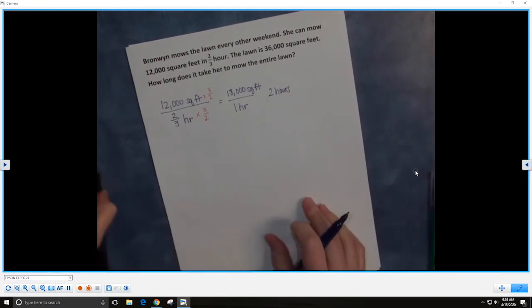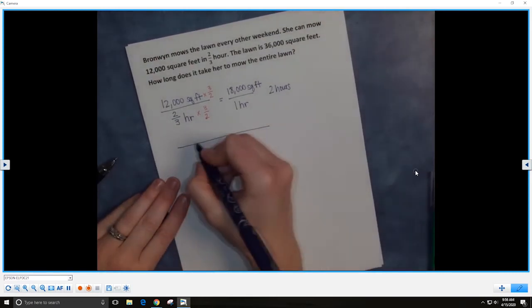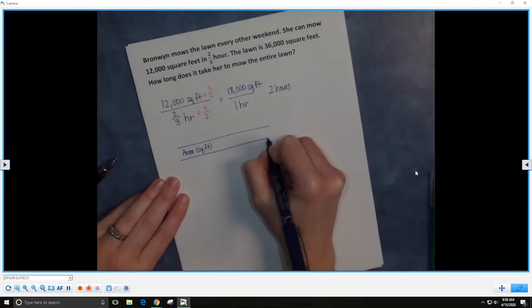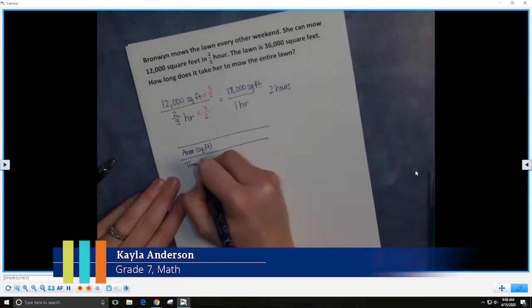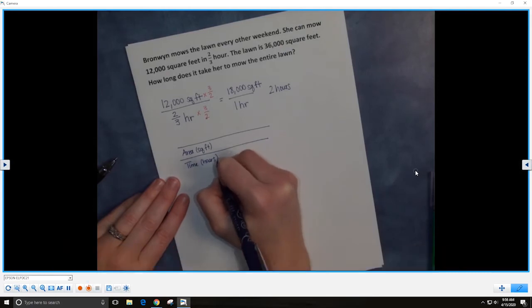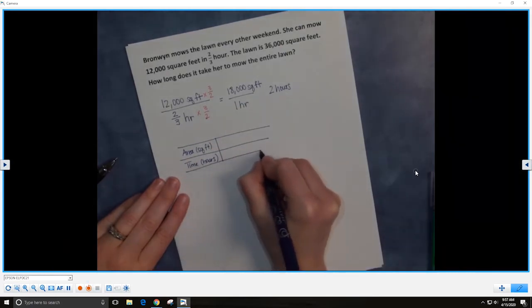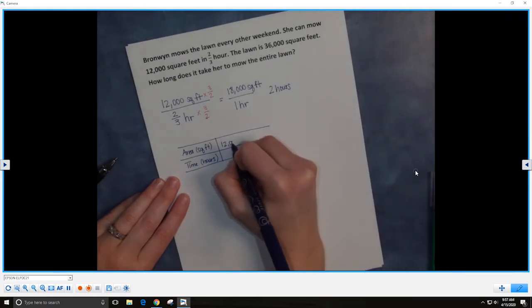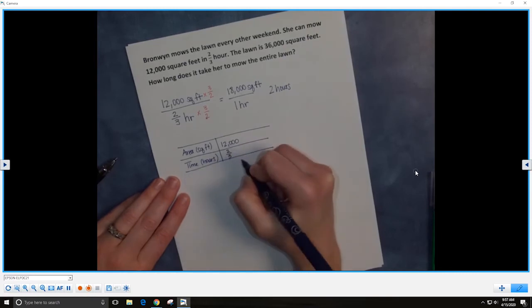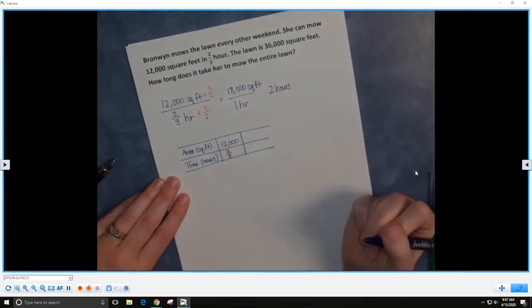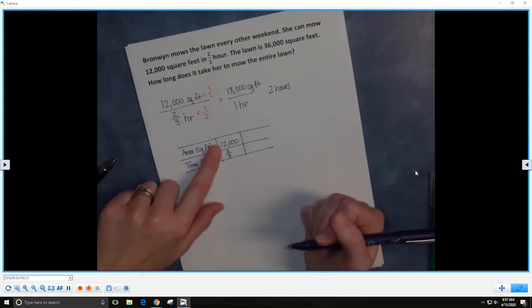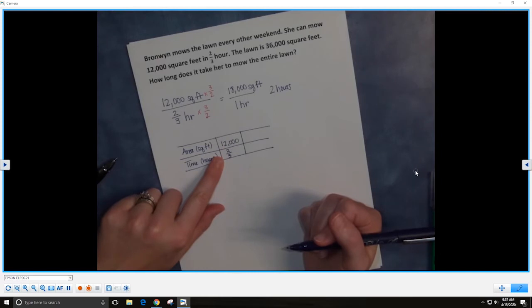We could also think about this in a table. So let's create a table for this problem. We've got our area in square feet, and we're also discussing the time, and that's in hours. So we know that she can mow 12,000 square feet in 2/3 of an hour. Notice that when we used a fraction, we had a numerator of 12,000 and a denominator of 2/3. So here we have that same thing in the table, 12,000 and 2/3.